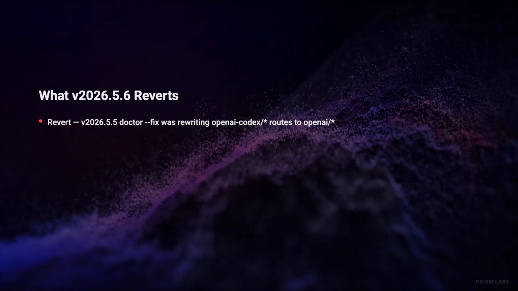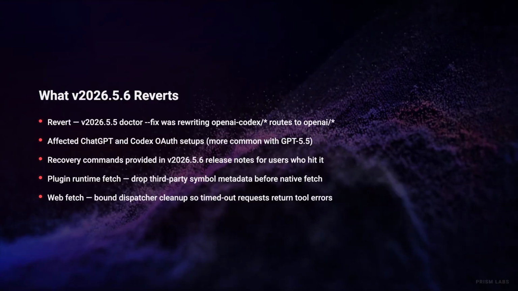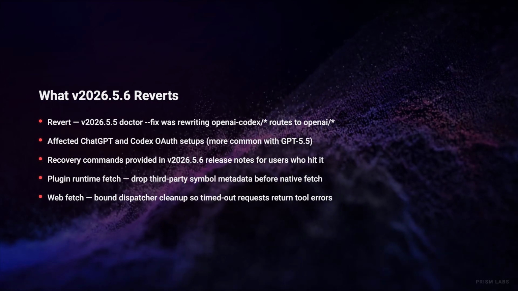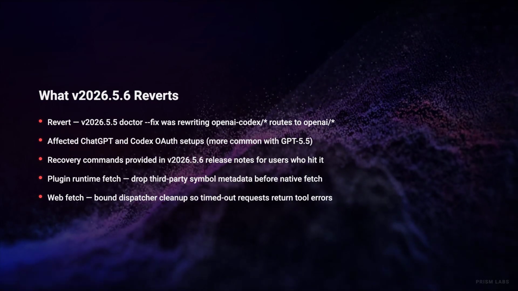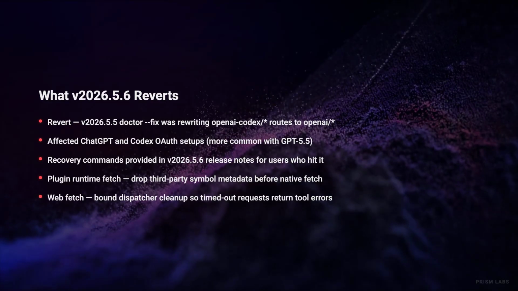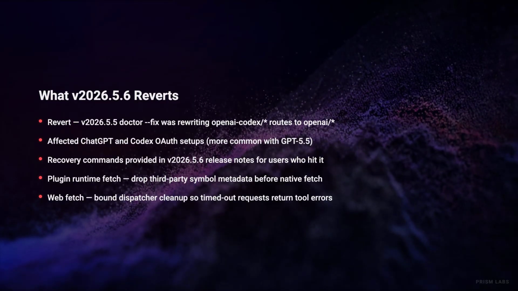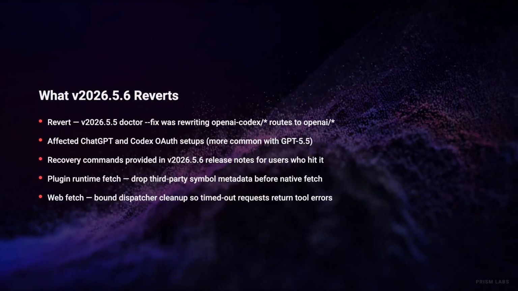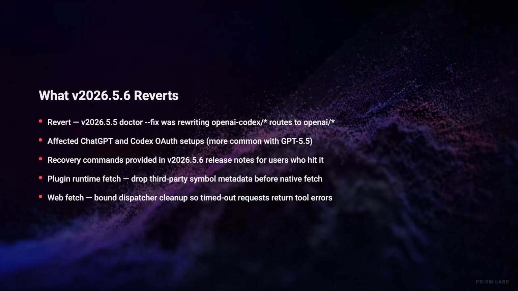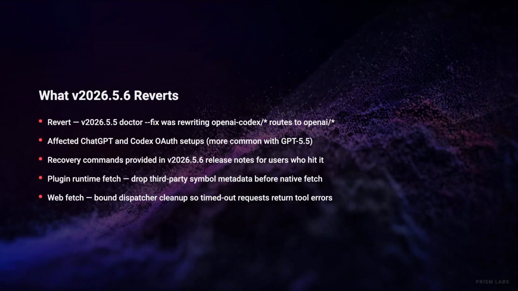Now v2026.5.6, the same-day patch. 4 fixes, one of them notable. The big one: the v2026.5.5 doctor-fix command had a regression that rewrote valid OpenAI-codex routes to plain OpenAI routes. If you were on a setup using ChatGPT or Codex-auth, which became more common with GPT 5.5, running doctor-fix on v2026.5.5 would clobber your auth routes and break the integration.